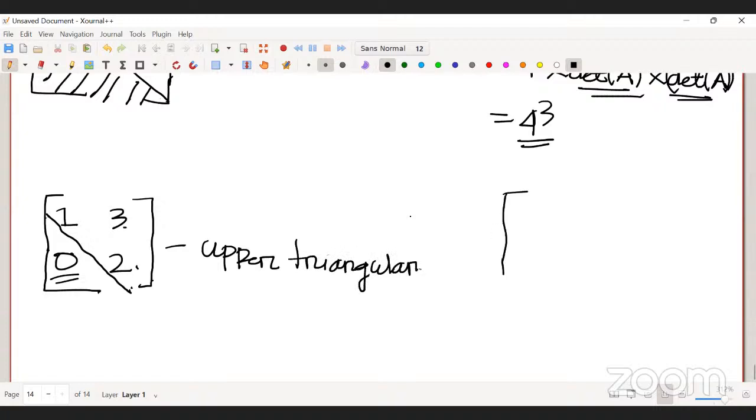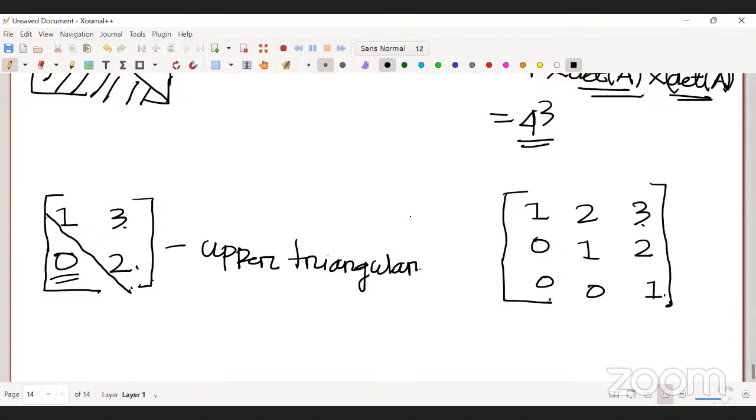And what about this matrix? 1, 2, 3, 0, 1, 2, 0, 0, 1. You go and see what elements are below the diagonal. As you can see, below the diagonal all the entries are 0. That means this is upper triangular. Suppose in place of 0 I write 1 here, is this an upper triangular matrix? No, because here you have a non-zero element below the diagonal.